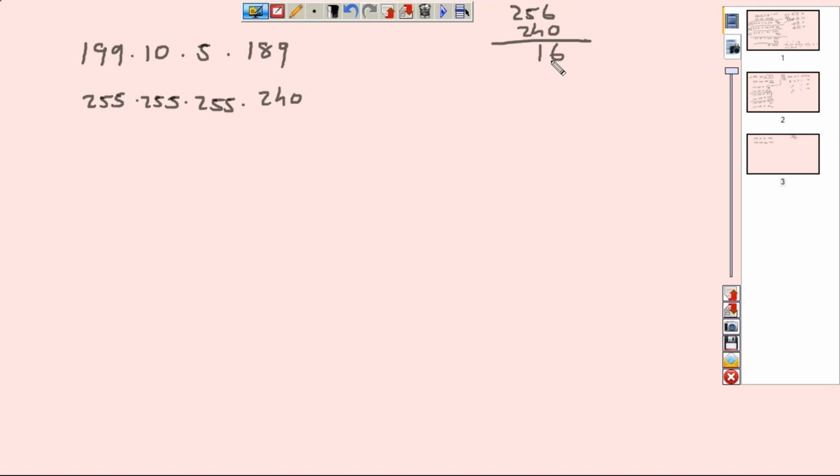16. So we know our block size is 16. Now we need to take this address down and reset it back.